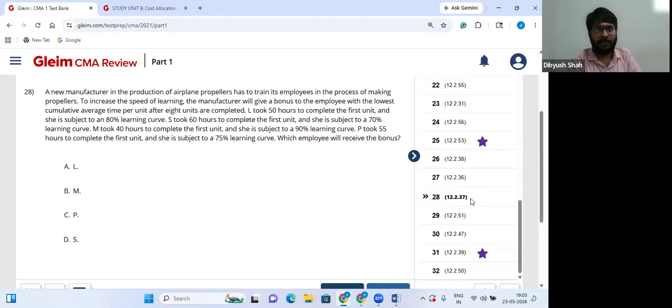Unless someone has a routine, like a lot of students have that routine, that they wake up at 3:30, 4 o'clock, and they study in the Brahma Muhurat. Some people study late in the night.